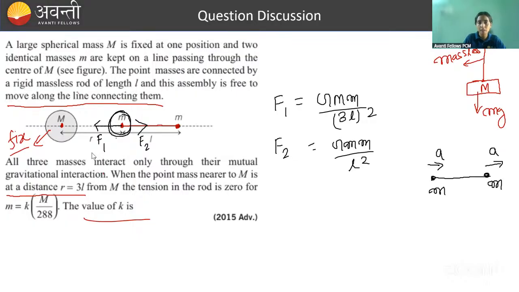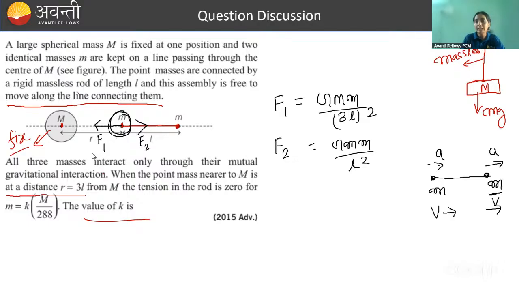I mean, if you compare it with velocity, let's say at any instant of time, velocity of M is this and velocity of this M is this. So M mass is trying to compress the string with velocity v, and this M mass is trying to stretch the rod with velocity v. So overall effect will be what? Zero. And hence there won't be any tension.